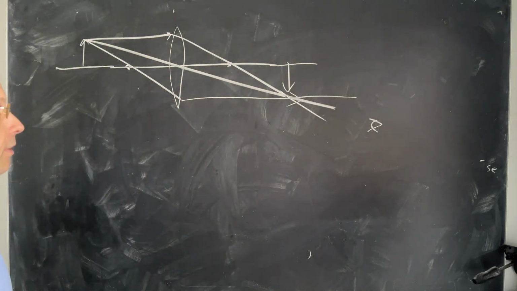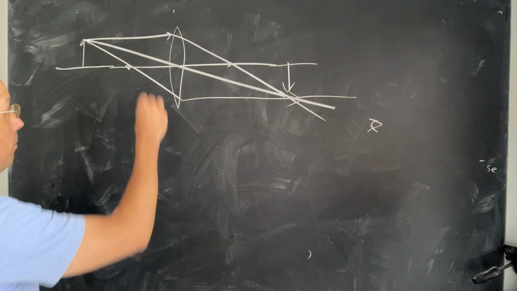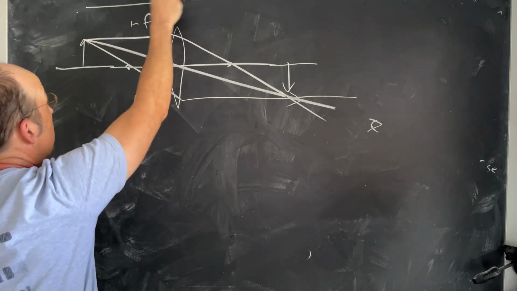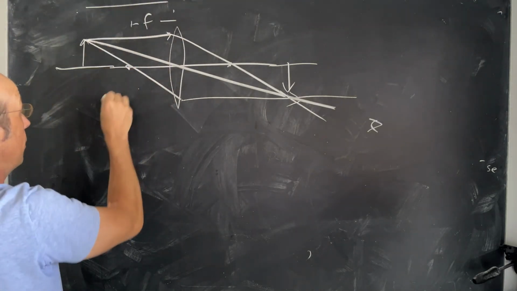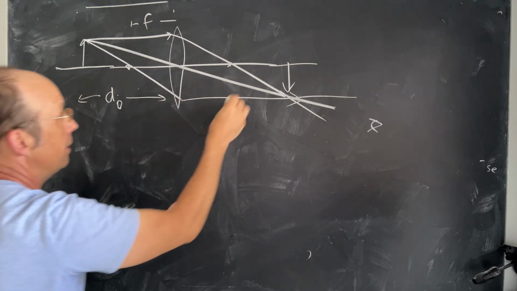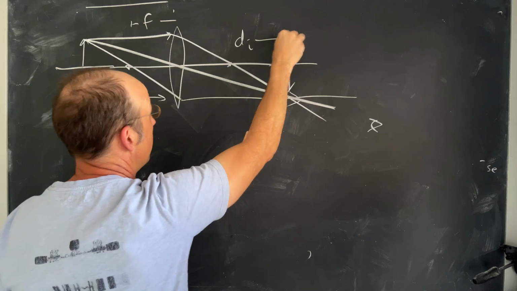I'll show you a better thing with this in particular. So this is my focal length. The book calls this the object distance. I'll put it down here, DO for object. And this is DI, the image distance.